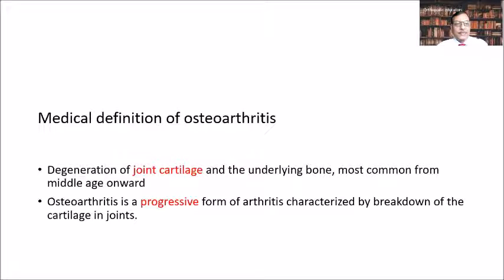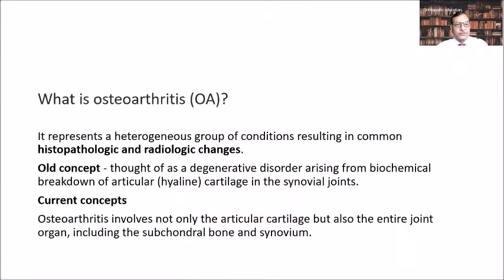It is said to be a degeneration of the joint cartilage and the underlying bone, which occurs most commonly from middle age onwards. It is a progressive form of arthritis that is characterized by breakdown of the cartilage in the joints. It represents a heterogeneous group of conditions. The ultimate result is common histopathological and radiological changes.